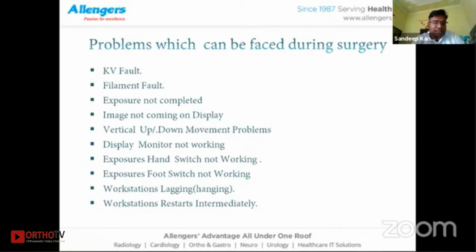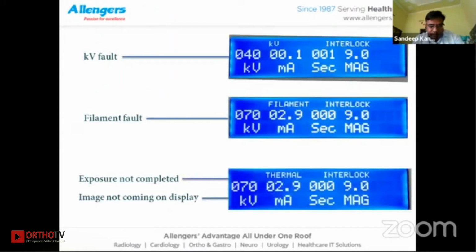First of all, sir, there is a KV fault, filament fault, exposure not completed, image not coming on display, problems with the vertical up and down movement, display monitor not working, exposure hand switch not working, and exposure foot switch not working, workstation lagging, and the workstation restarting intermittently. So we correlate that, sir, these are the faults normally seen on your C-arm display.